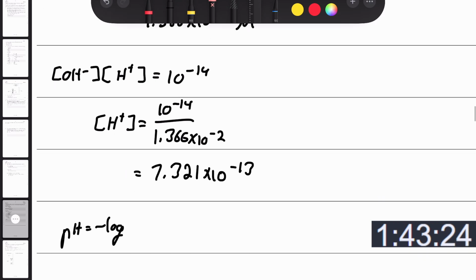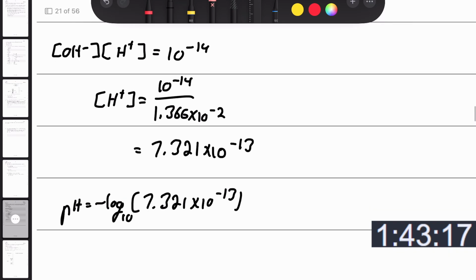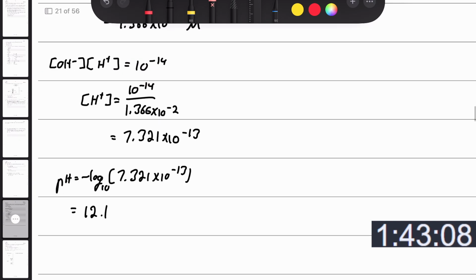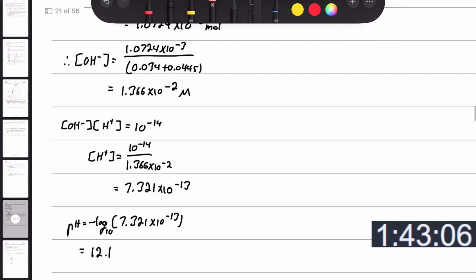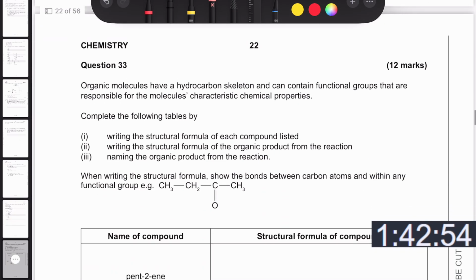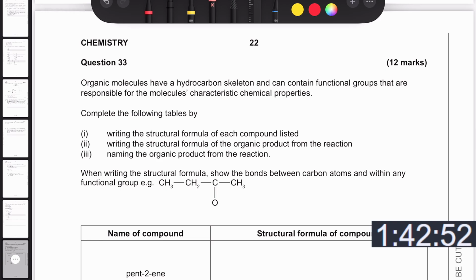pH is negative log of 7.321 times 10 to the negative 13. Right, so I get pH is equal to 12.1. Now what's my pOH? Negative log of 1.366 times 10 to the negative 2. So 14 minus the answer, 12.1. Yep. Okay. Next, question 33.